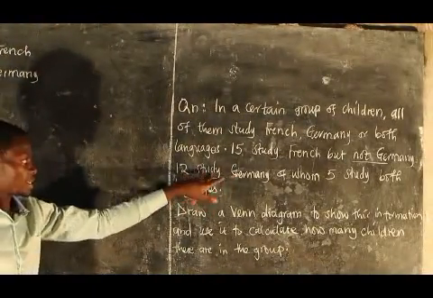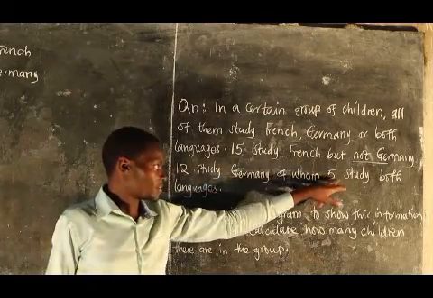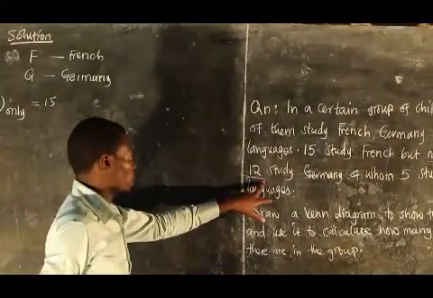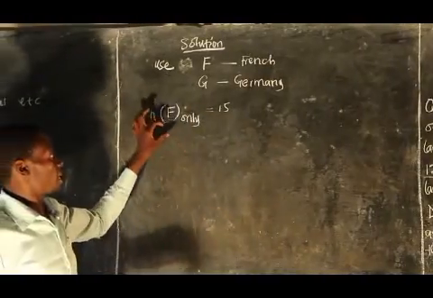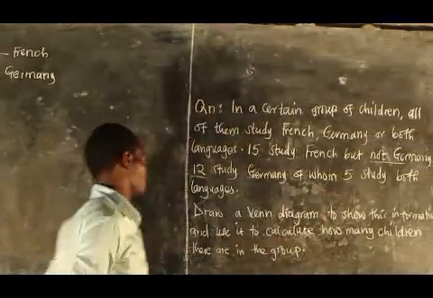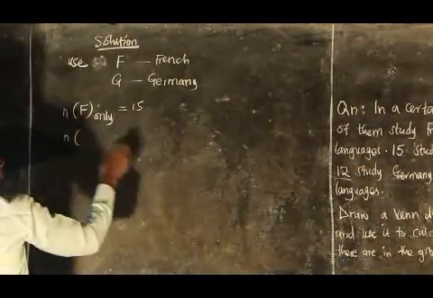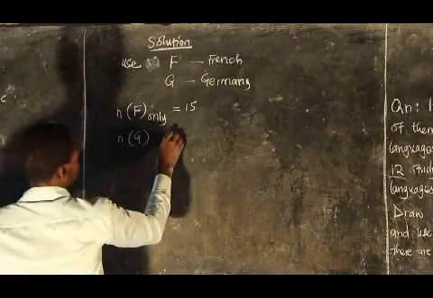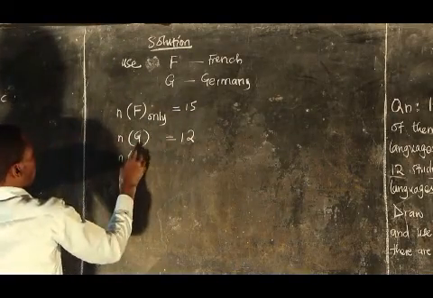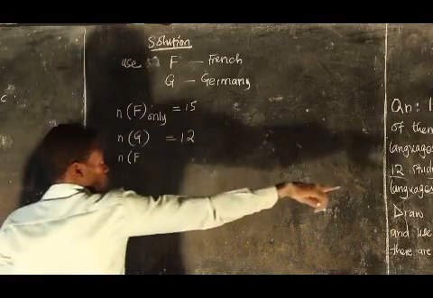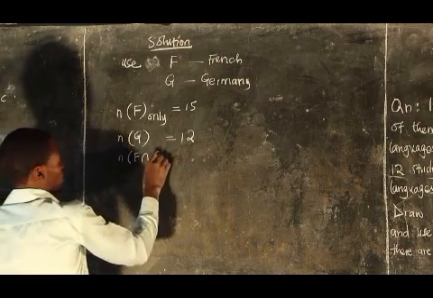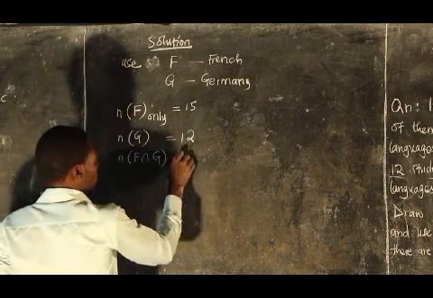But not German. 12 study German, of whom 5 study both languages. Now, out of these 12, we have those who study German only, and other 5 who study both languages. So we're going to say the number of German. Here we don't put only, there are 12. But we know very well that they say 5 is the number of those who study both languages. This is French intersection German, because both means intersection.